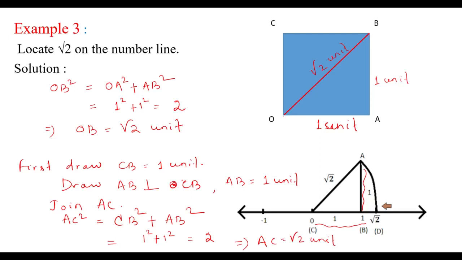So by taking C as center and AC as radius, draw an arc, and that will intersect our number line at point D. So here CD is equal to root 2 unit. On the number line, CD is equal to root 2 unit. In this way, you can represent or you can locate root 2 on the number line.